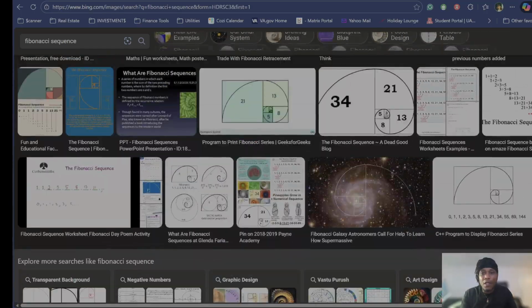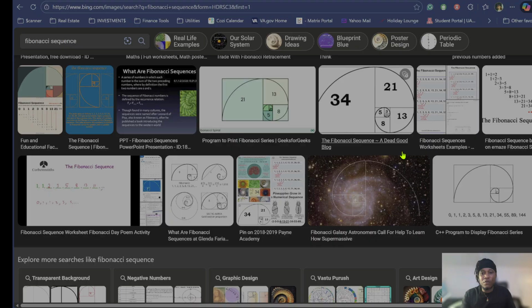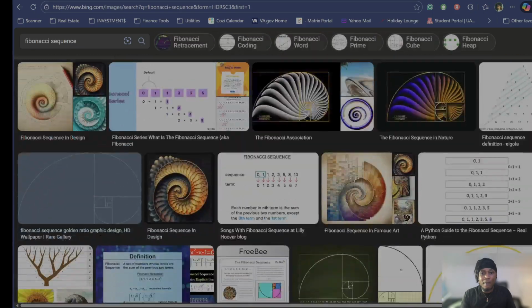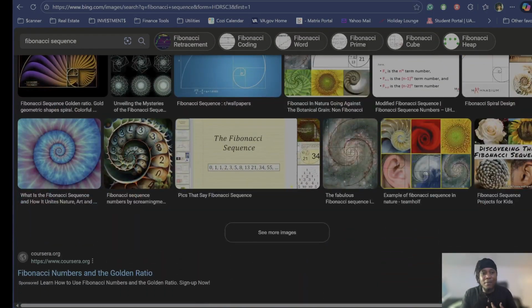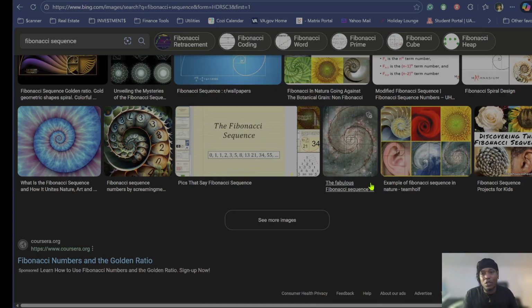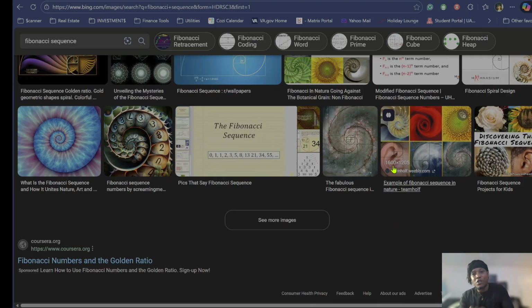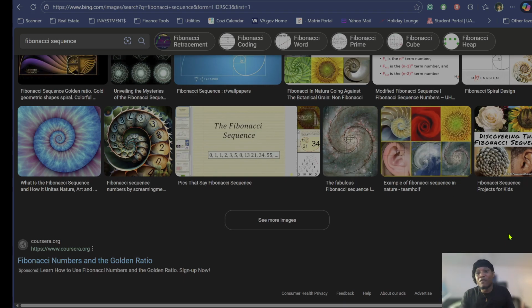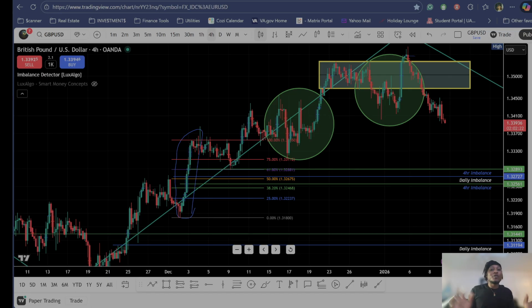You could see it in the universe. God is a mathematician. I just want you to know that. Okay? You could find it on your earlobes. You could find it in the weather patterns. You could find it in the galaxies. You could find it in the flowers. You could find it everywhere. God is everywhere. Okay, I don't want to preach. We're trying to trade. We're trying to teach you how to trade.